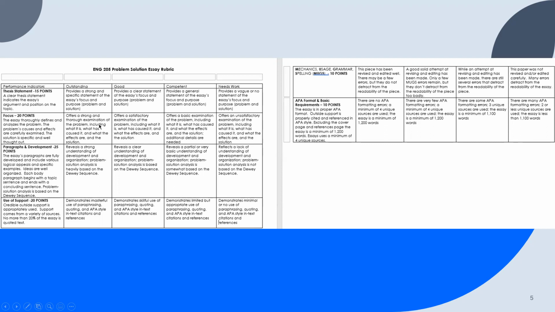The focus of the paper, you should offer a strong and thorough examination of the problem, including what it is, what has caused it, and what the effects are, as well as the solution, and so on. So be sure to read over this rubric, or at least skim it, get a good idea of the level of quality that you need to produce in order to get full points in each of the grading categories.